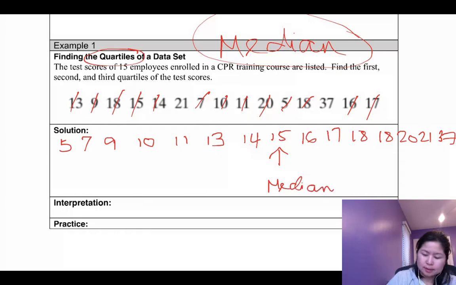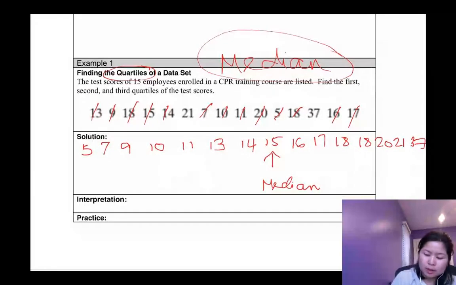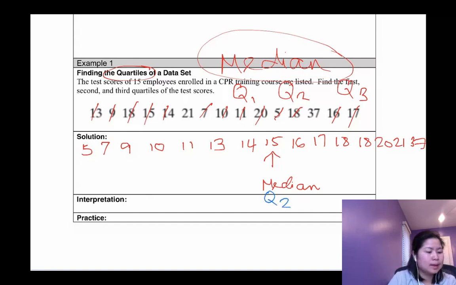For this lesson, we're going to find Q1, which is quartile 1, Q2, which is quartile 2, and Q3. The median, another name in statistics, is called Q2. That is quartile 2. What it is saying is that it is the median for the whole data set, which is Q2.